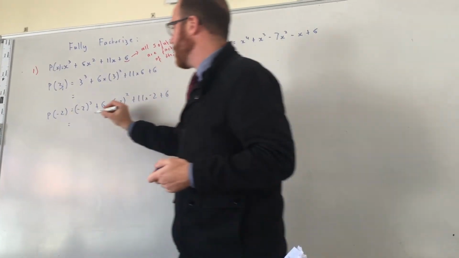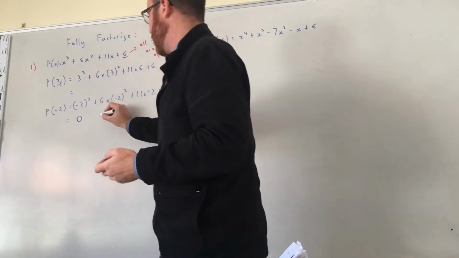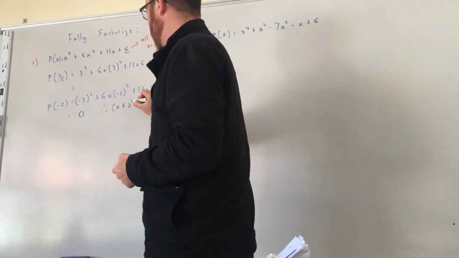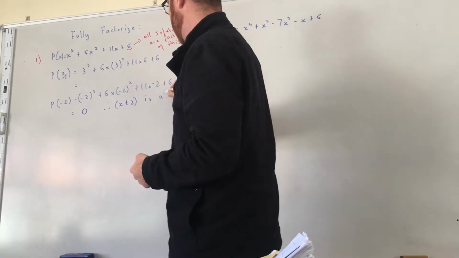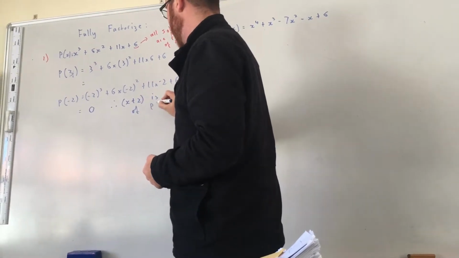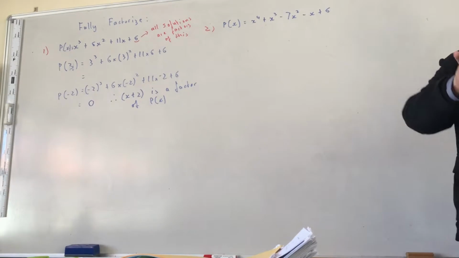Yeah. Okay, so if that's 0, the purpose of doing that is that it means therefore x plus 2 is a factor of p of x. So that's how we now know what one of the factors is. Is it 2 or negative 2? It's plus 2, so it's always the opposite.